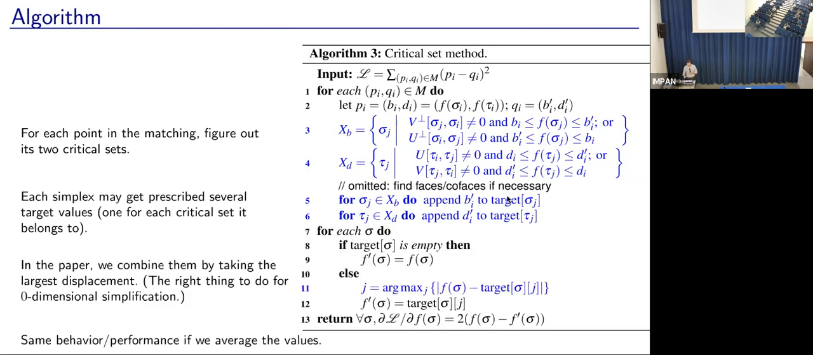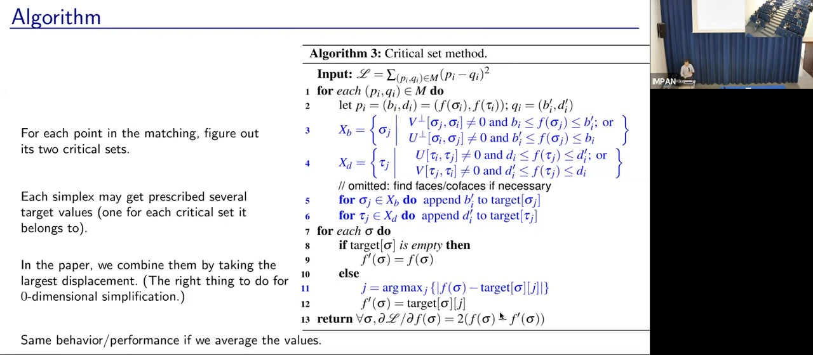And then the heuristic that we use is just, whoever wants to move it the furthest wins. So you take the maximum displacement. If you're doing zero-dimensional simplifications, it's exactly the right thing to do. But we also tried the averaging, and nothing really changed in any meaningful way. And then this gives you the loss, and for every simplex, you now suddenly get a bunch of information on where it needs to go.